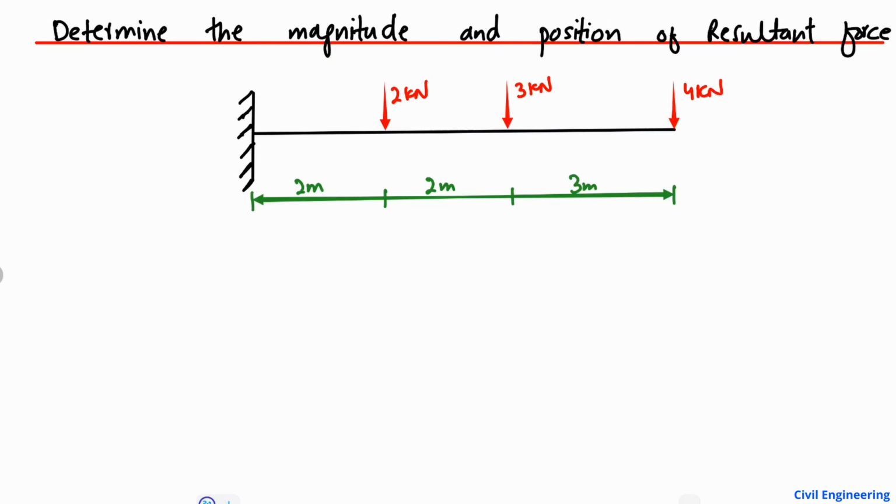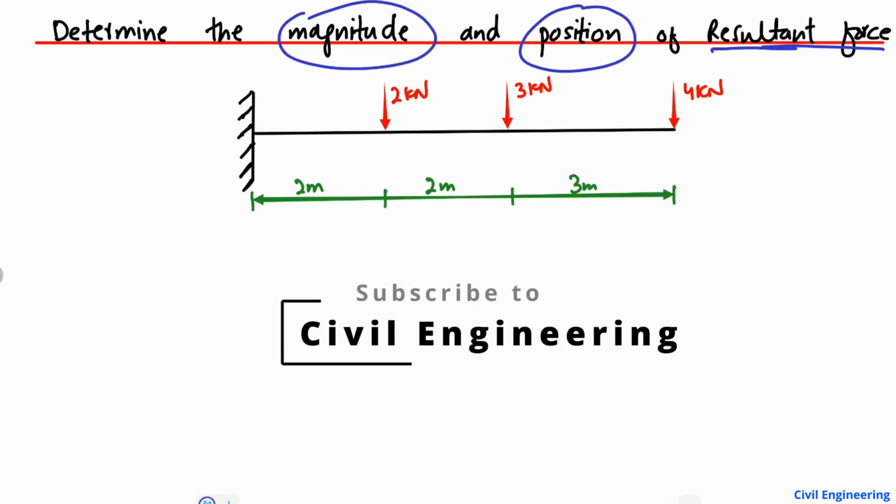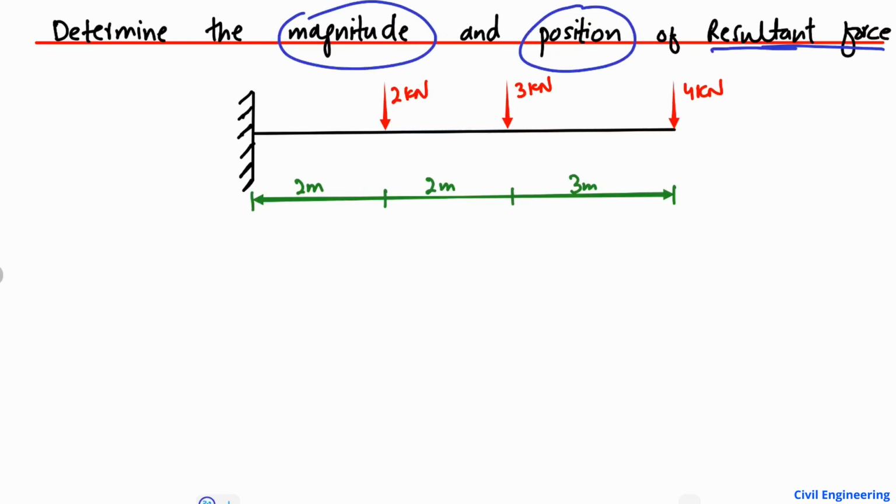In today's lecture, we are going to solve one numerical problem in which we have to determine the magnitude and the position of the resultant force. So first of all, we have to find out the support reactions, and then we have to find out the location of the load acting on this beam. Now there is a load of 2 kilonewton, 3 kilonewton and 4 kilonewton, but we don't know what the resultant force is and where this resultant force is acting. The resultant force might be acting somewhere here at a distance of x. So we have to find out this x.